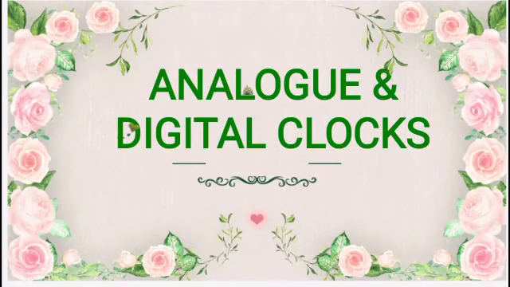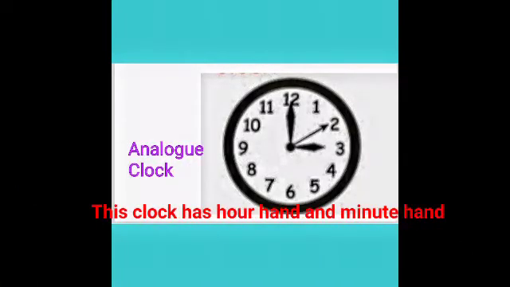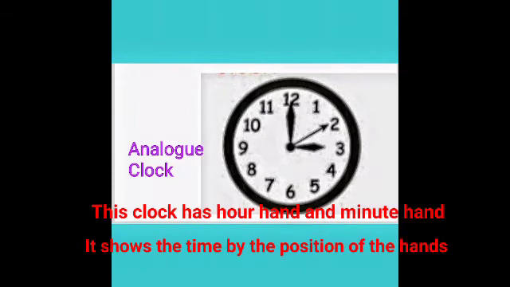Now we are going to see about the analog clock. This clock has an hour hand and a minute hand. Also, it shows time by the position of the hands. In other words, we can say that an analog clock is a clock with moving hands. Most offices and classrooms have these clocks on their walls.